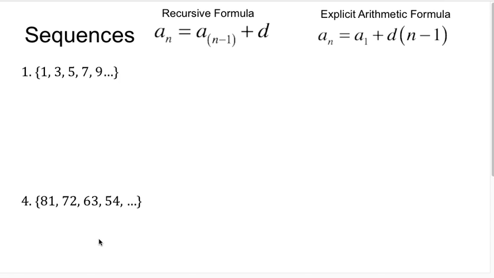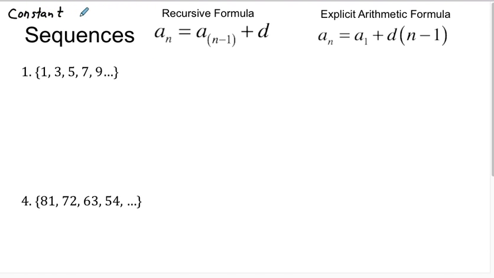Hi friends, so we're just going to talk a little bit about sequences and patterns and how to write rules to explain patterns. And we're going to look at a couple of different types of patterns, but the first type of pattern that I really want to look at are arithmetic sequences. They're sequences that go up or down by a constant rate of change, we would call it, or in this case, we're going to call it a constant difference.